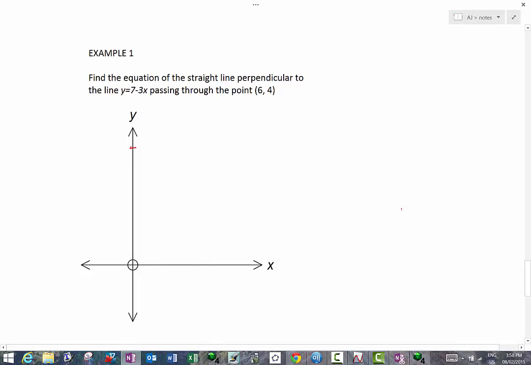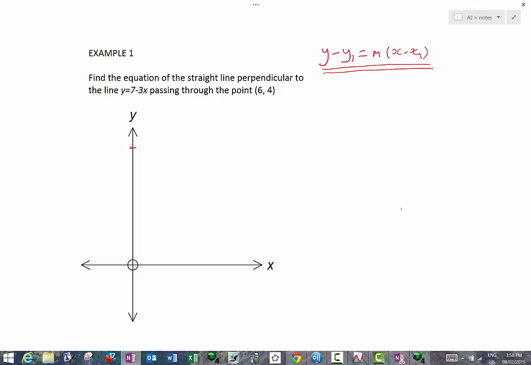Okay, so we're going to look at a couple of typical examples of how to incorporate this knowledge about perpendicular slopes. And the most important equation to remember is the equation of a line given a known point and a known slope: y minus y1 equals m(x minus x1).